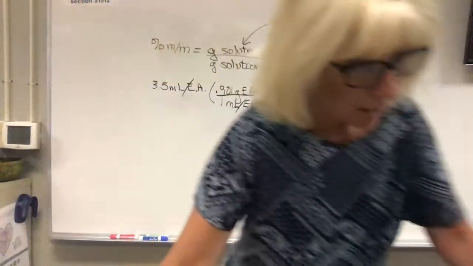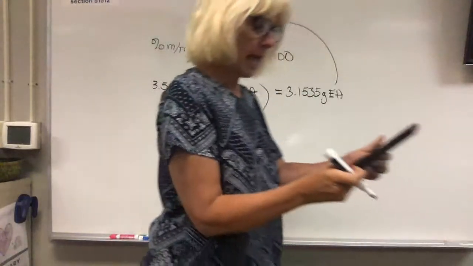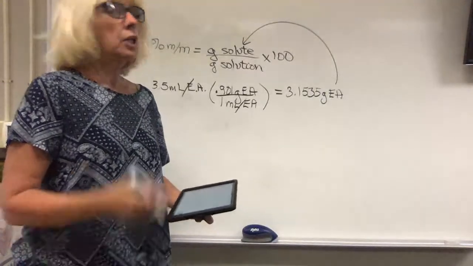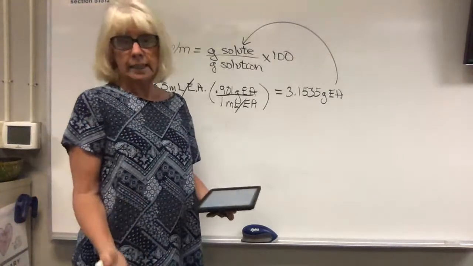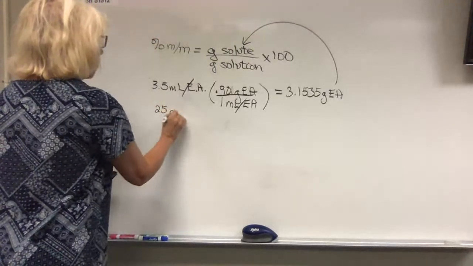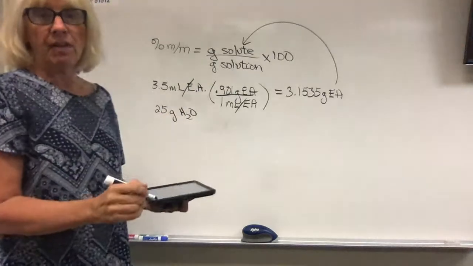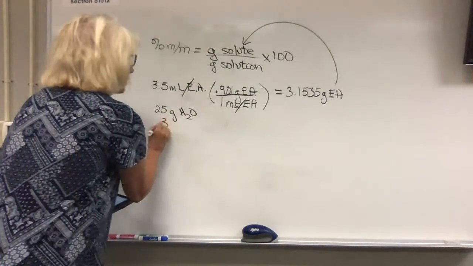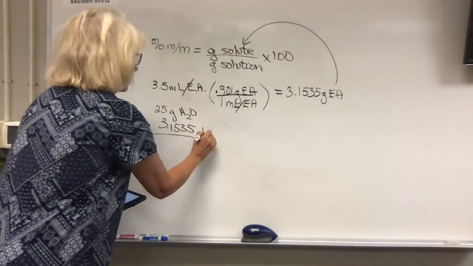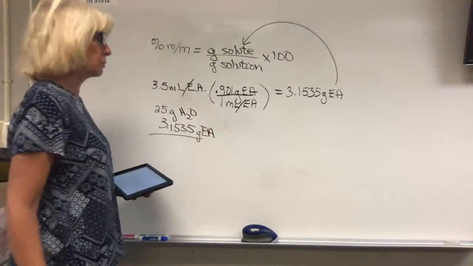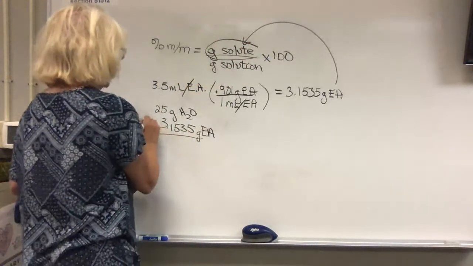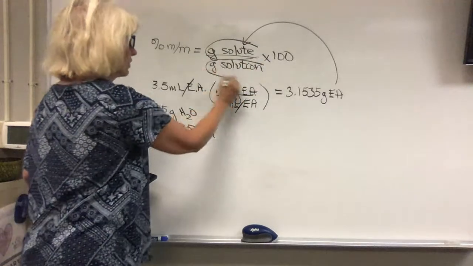And in the problem, it says that I'm adding 3.5 milliliters to 25 grams of water. The 25 grams of water is not the solution. We have to add our 25 grams of water, which is the solvent, and we're going to add 3.1535 to that. So to find percent by mass, we now have the solute. When we add these together, we're going to have the solution.